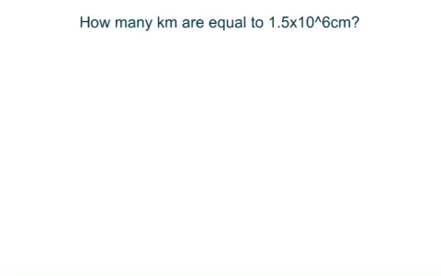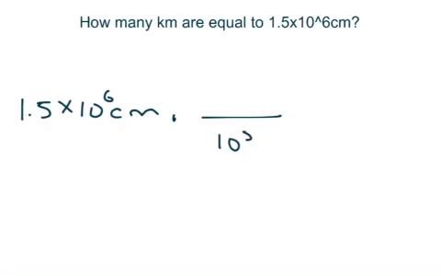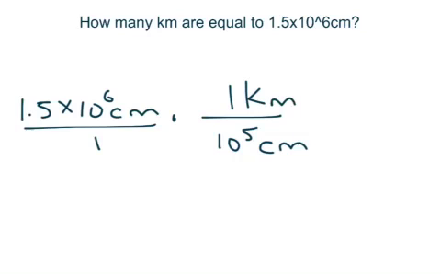Similar thing, just a bigger number. Always start with the number that's in the question, 1.5 times 10 to the 6 centimeters. There is a difference of 5 steps between centimeter and kilometer. But this time we're going up the staircase, so we're going to be dividing by 1 with a whole bunch of zeros. So there's 5 steps, 10 to the 5th. We're going to put centimeter down here so that it cancels out. And we're going to say that there are 10 to the 5th centimeters in 1 kilometer.